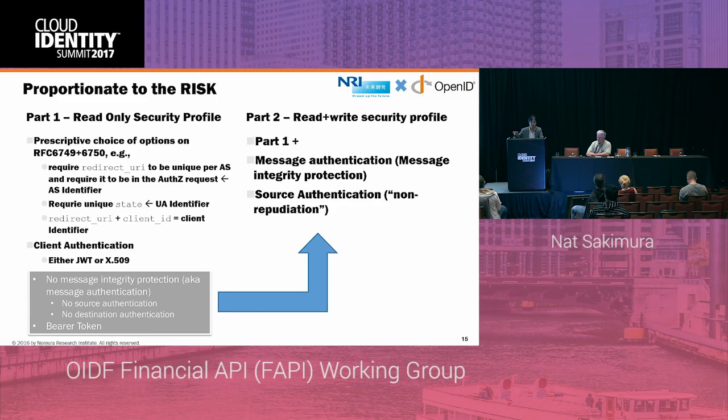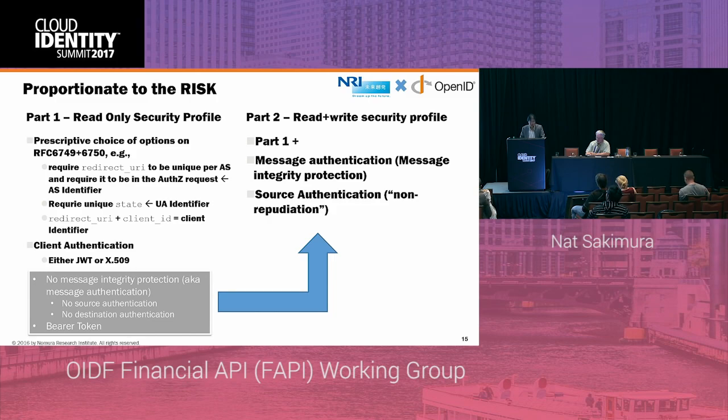And what I'm doing here is to couple the redirect URI, as a proxy to the authorization server identifier, and the AS-issued client ID. So that's going to be the globally unique client ID. Also, we are requiring a unique state value. State value is a proxy to the user agent identifier. So that's the kind of thing we are doing here. And also for client authentication, we are requiring either JWT authentication or X509 client authentication.